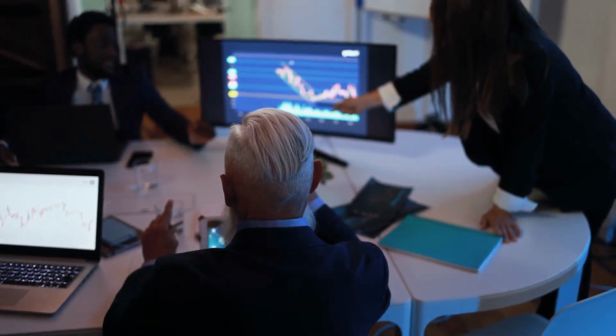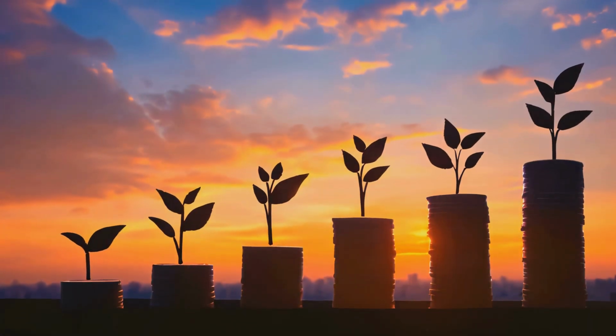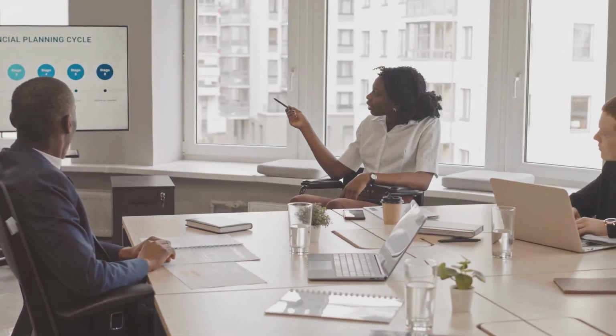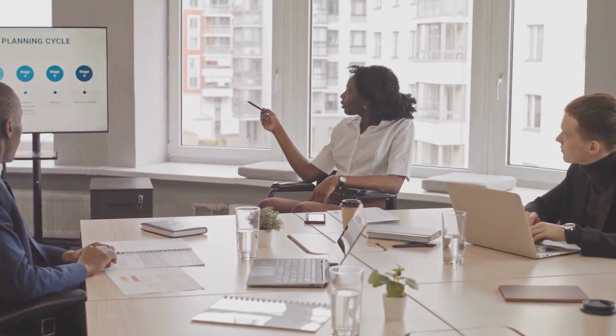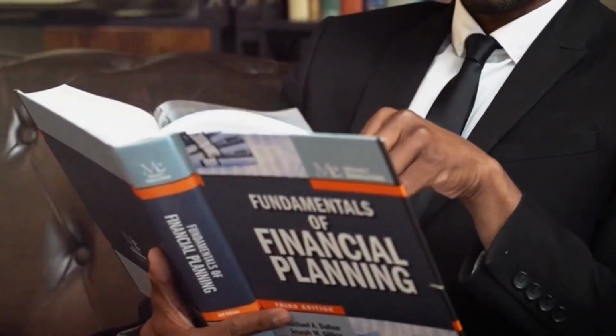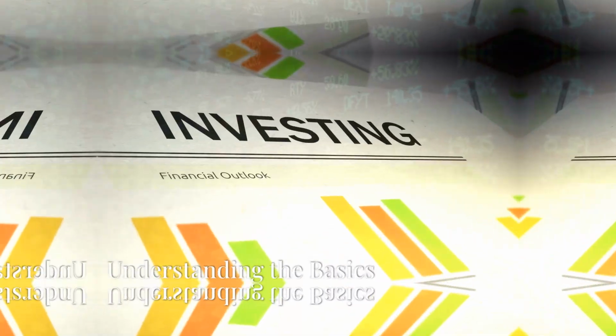Investing is a crucial aspect of personal finance. It allows individuals to grow their wealth over time and achieve their financial goals. Starting early and investing consistently can make a substantial difference in the long run. By understanding the fundamentals of investing, individuals can make informed decisions and work towards securing their financial future.